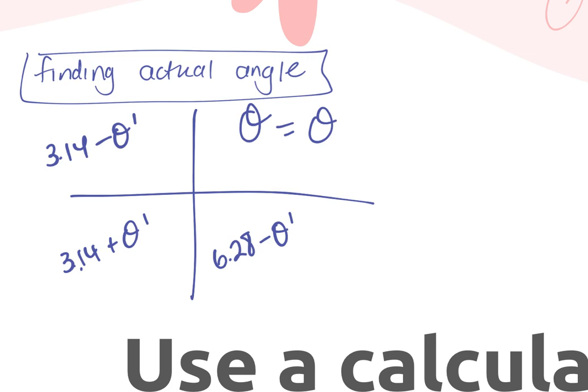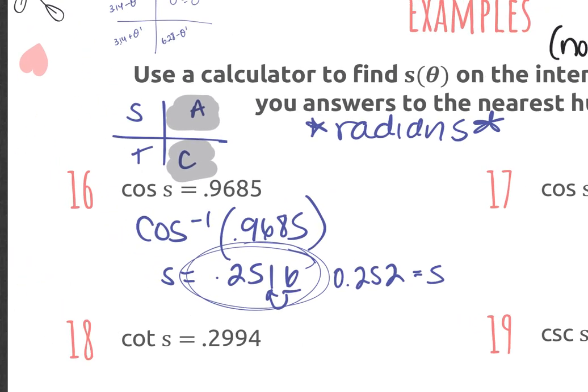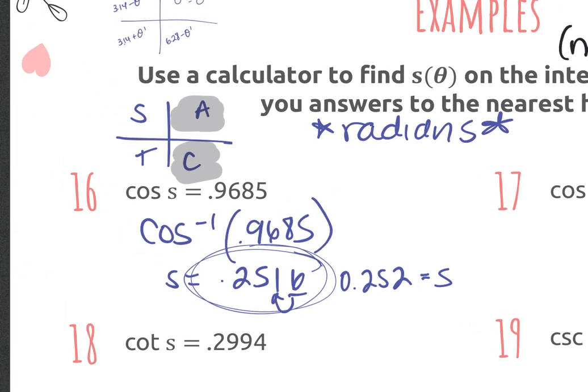Okay, so now I'm going to take this, because cosine we said would be in the fourth quadrant, we're going to do 6.28 minus 0.252. So the other option here is 6.028. And then like before, these are easy to check. I would find the cosine of each of these. And I would end up with the question. The rounding's going to be off because we just rounded it, but that's what you're going to do.